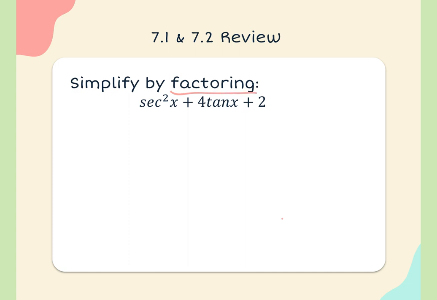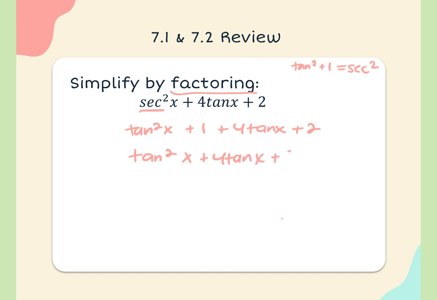When you look at these, there's two different trig functions. Can't factor with the two different trig functions. It's like having an x squared and a y. But your secant and your tangent have a relationship that is linked with the Pythagorean identities. Tan squared plus 1 equals secant squared. So I can replace secant squared with tan squared plus 1. And then I would combine my like terms from there. I'd get tan squared x plus 4 tan x plus 3.